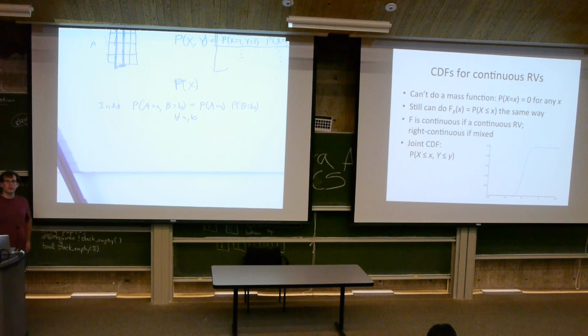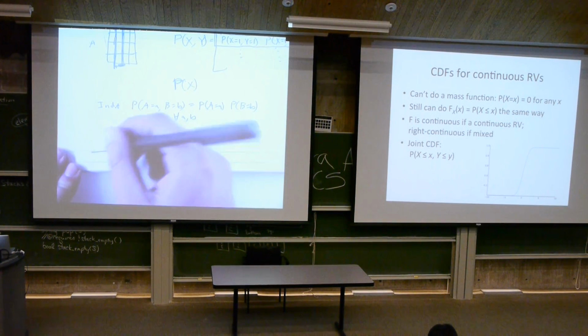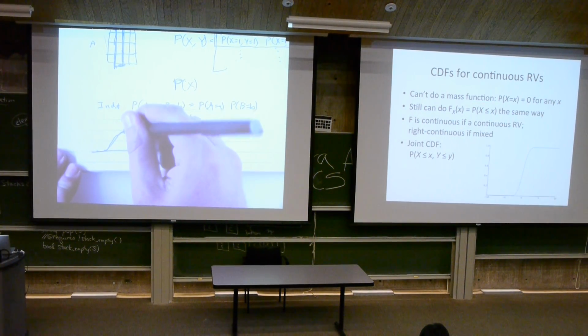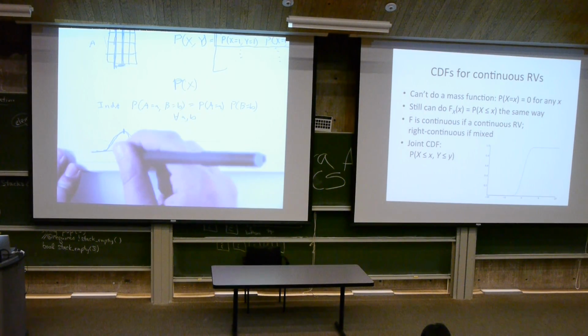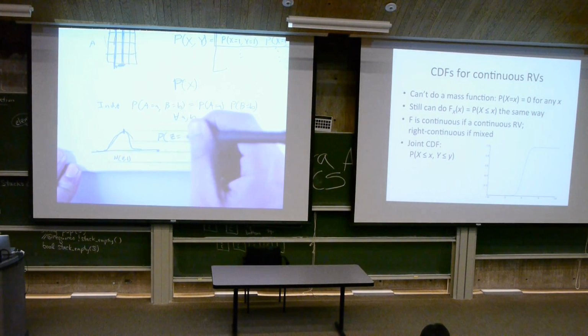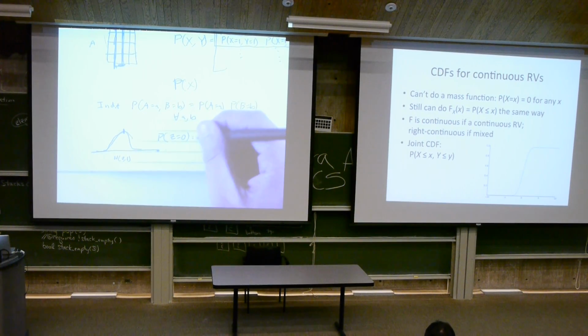Okay, if we have a continuous random variable, we can't do a mass function, because the probability of a continuous random variable being any particular real number is 0. And we know that's true, because if it weren't, say you had a normal distribution, and here's the most likely point, the single point, the mean. Let's call it 0. But the probability that this standard normal is equal to exactly 0 has to be 0.